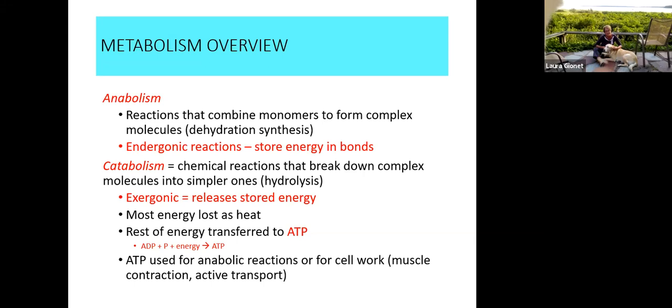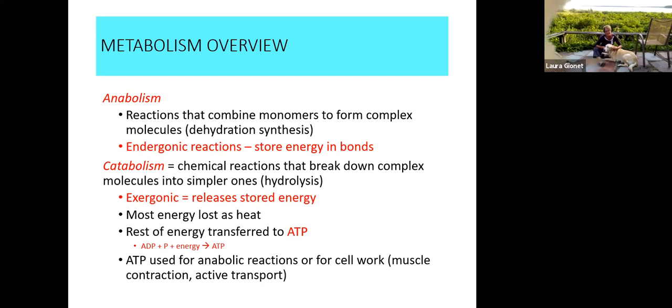So exergonic reactions are when we release stored energy. Endergonic, putting something within, means we're going to create bonds and store energy in the bonds that are created. In catabolism, most energy is lost as heat when we break things down. The rest of the energy is transferred into ATP.